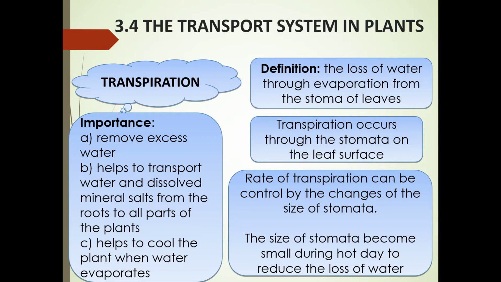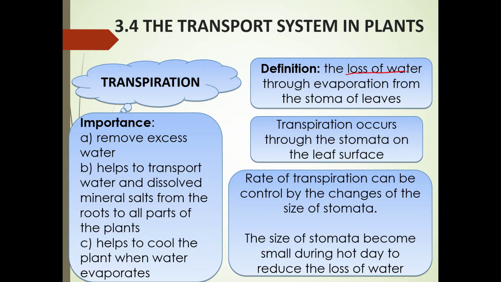So now we're going to look at plants. The first one is the transport system in plants. You have to know what transpiration is. So what is the definition of transpiration? The definition is the loss of water through evaporation.